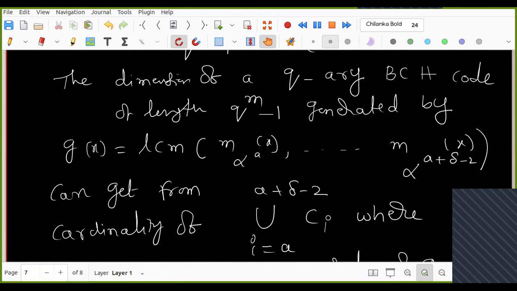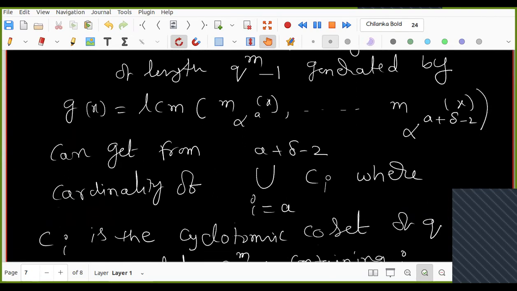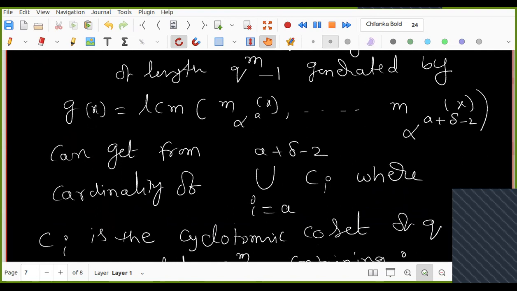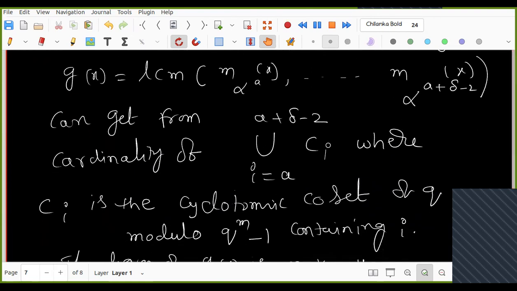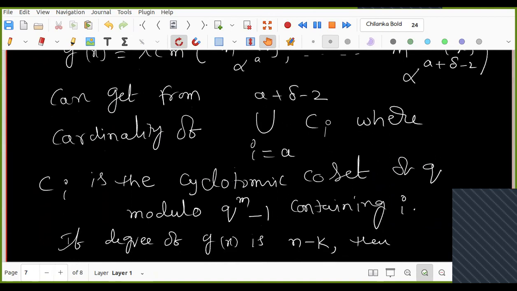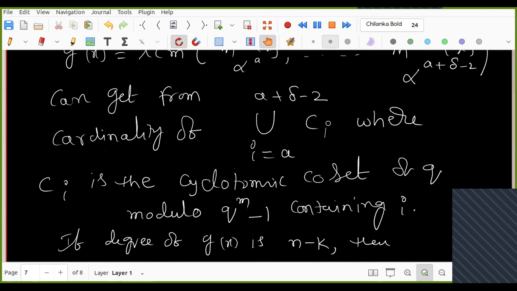Generator polynomial comes from here, right? But what is the degree of this polynomial? For the degree, I will take the union of the cosets. Then I take the cardinality of the union of these cosets. The degree is equal to this product, where C is the cyclotomic coset of q modulo q^m minus 1 containing i, right?